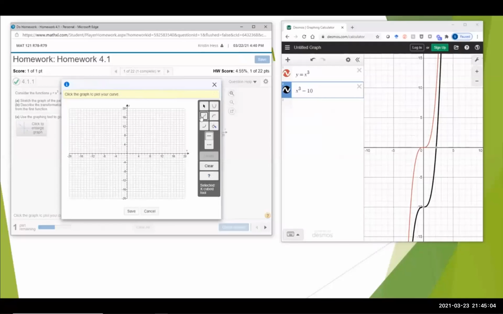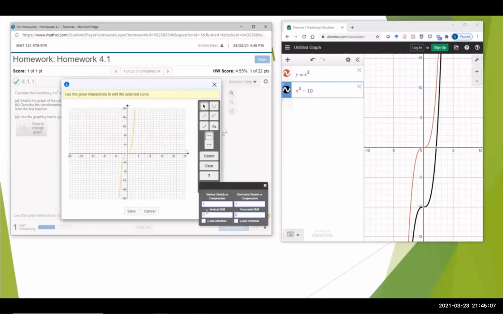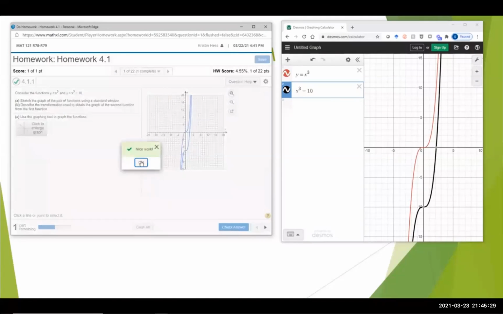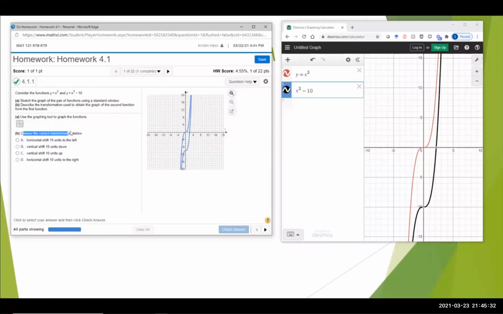We notice there's an S shape. So we're going to click the S curve and click on the graph anywhere. Notice they match. We'll click the X on the pop-up box, and that's our first graph. We'll click on the S again, click anywhere on the graph, and now we have that minus 10, which is a vertical shift. So in the vertical shift box, we need to type in a minus 10. You click the X and save it and check your answer. And now we need to choose the correct transformation. Recall that that minus 10 was a vertical shift and it moved it down.